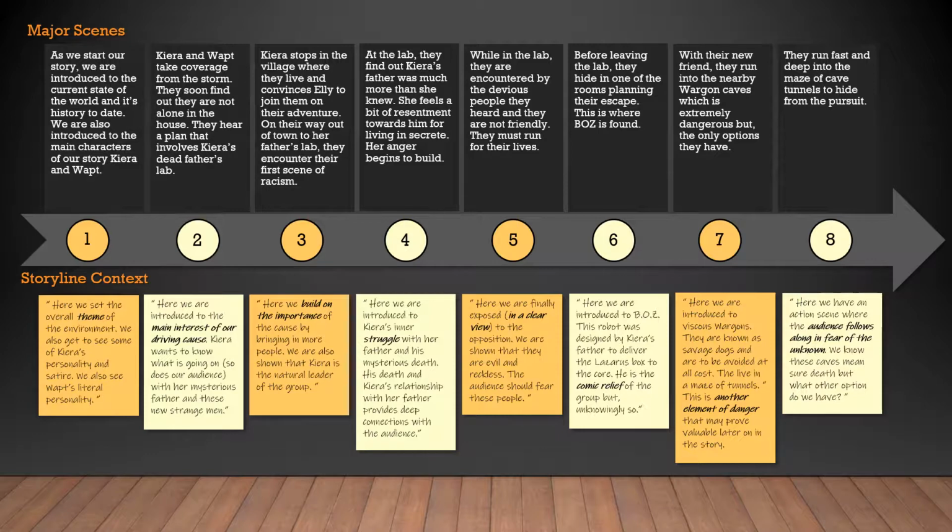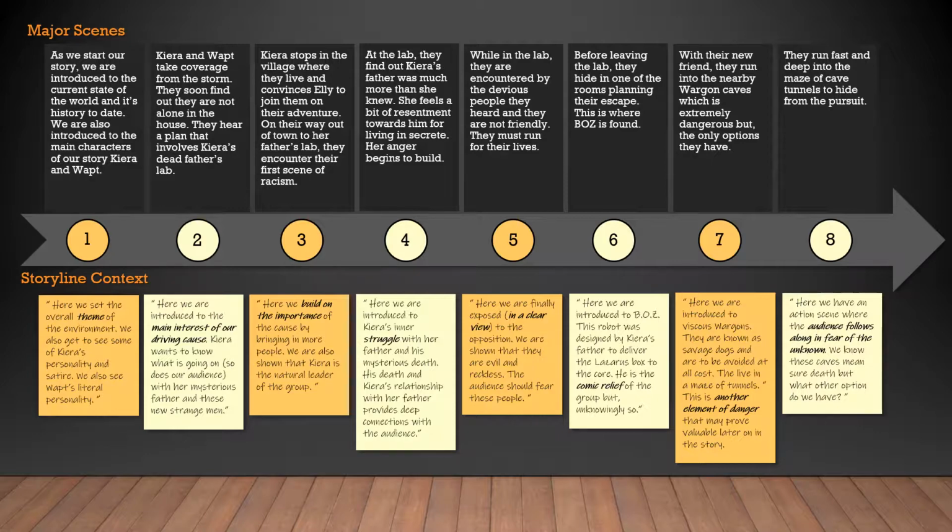In scene 7, with their new friend, they run into the nearby Worgon caves, which is extremely dangerous, but is really the only option they have. Here we're introduced to the vicious Worgons. They are known as savage dogs that are to be avoided at all costs. They live in a maze of tunnels. In this scene, we are introducing another element of danger that may actually prove valuable later on in the story.